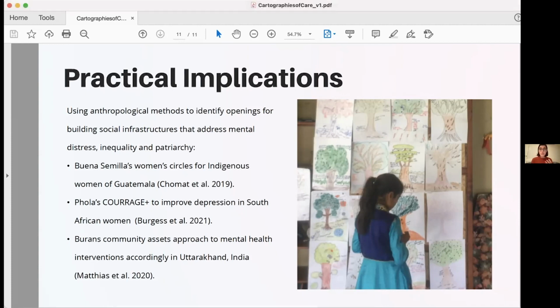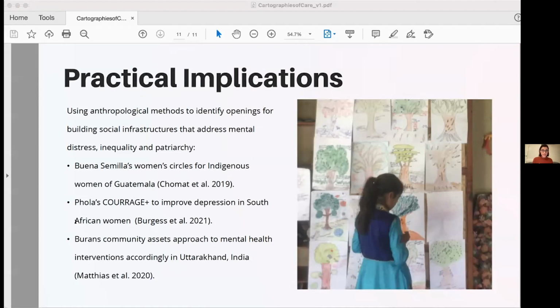Now, I've come across some really important precedents for this work. For example, in the work of Buenas Semillas, Women's Circles, an organization that provides psychosocial support groups based on indigenous cosmological principles in Guatemala. In Paula's Courage Plus program, which is a narrative therapy program for improving depression of women experiencing domestic violence in South Africa. And even closer to my field site, the Buran's community asset model that identifies structures of care that exist within kinship systems and layers on top of the investment in mental health support in Uttarakhand in India.